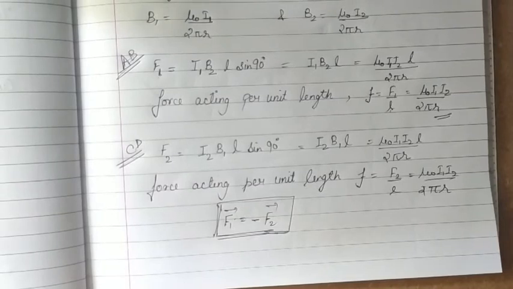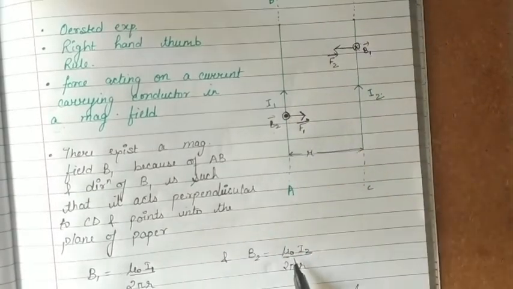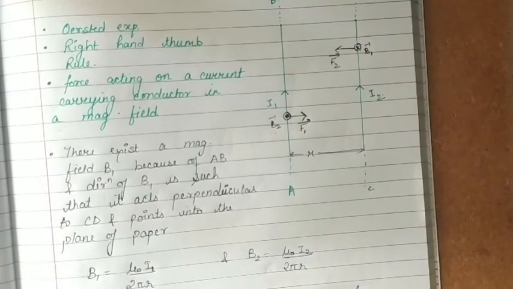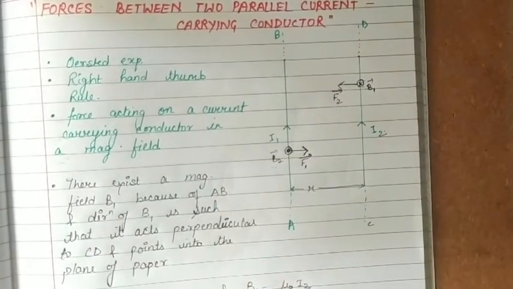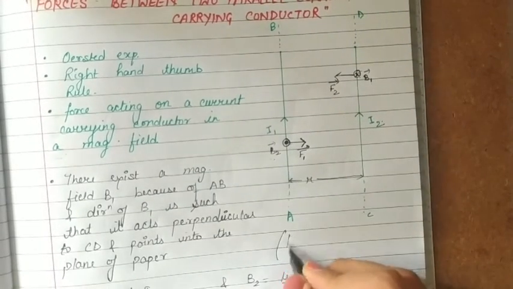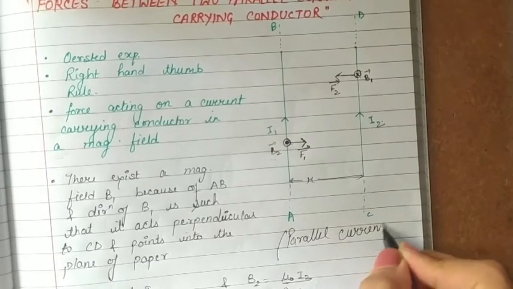So when the currents in the two parallel wires flow in the same direction, the forces between the two wires are equal and attractive. They are in opposite directions, that means they attract each other. Forces act towards each other. If we have two parallel wires having current flowing in the same direction, these wires will get attracted to each other. So the conclusion is: parallel currents attract.